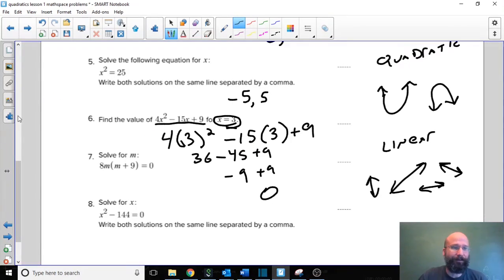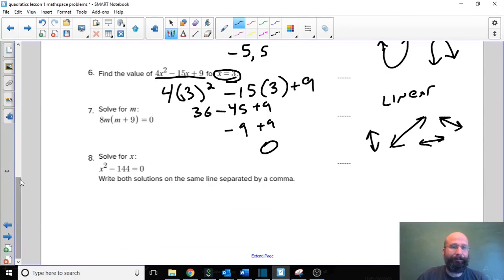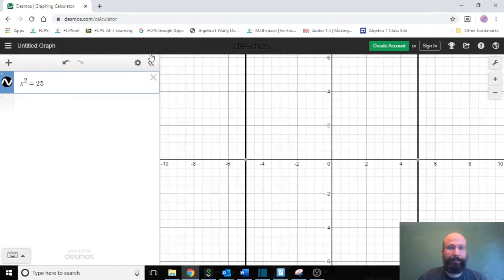So this one, solve for m. So it's a quadratic because when you multiply 8m times m, it's going to be 8m squared. But we want to solve, we're looking for a solution. So I'm going to put 8m times m.